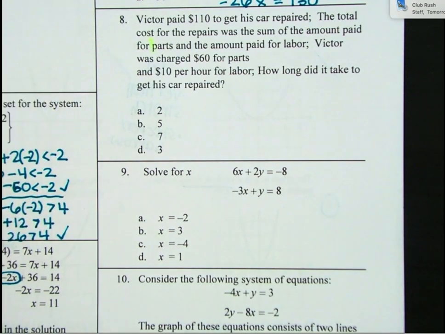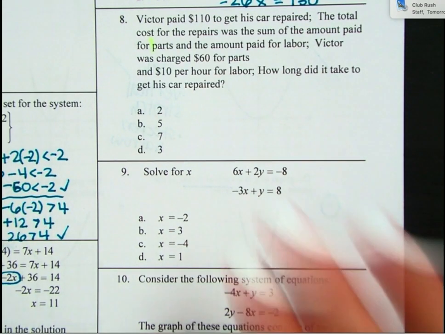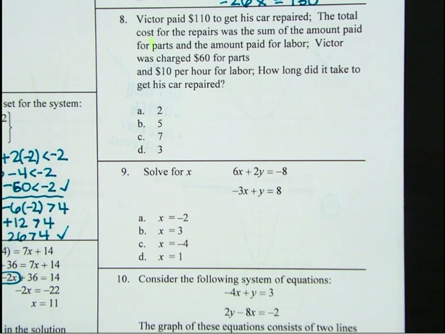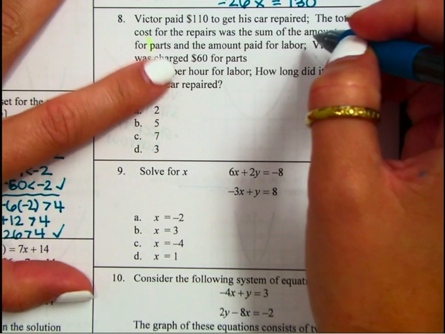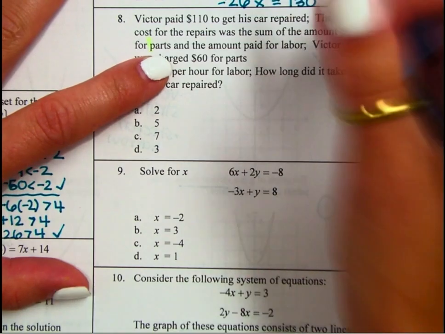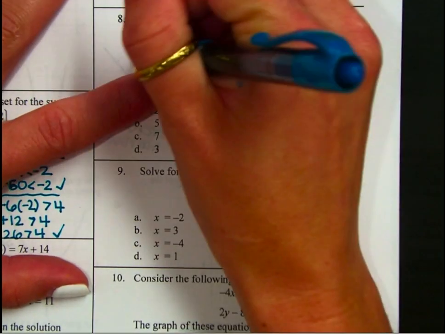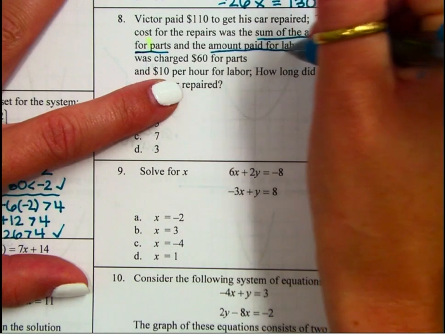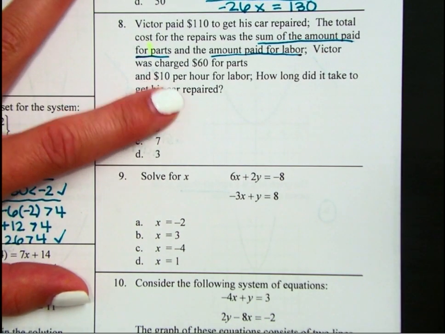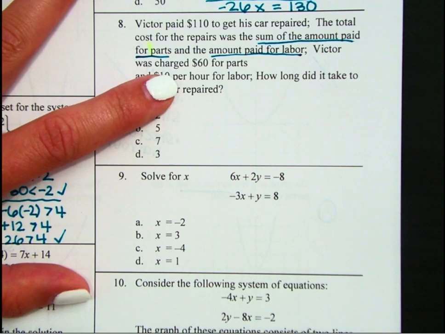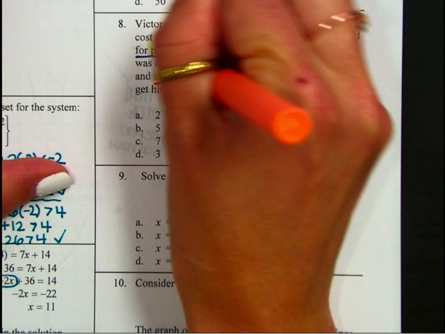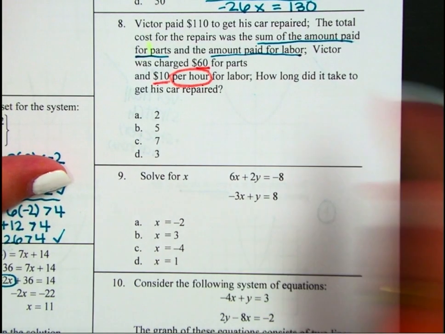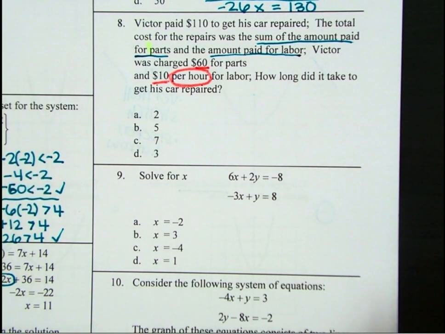All right, number 8. Victor paid $110 to get his car repaired. The total cost of repairs was the sum of the amount paid for parts. Okay, so the cost is going to be the sum for the amount paid for parts and the amount paid for labor. Okay, so we're going to be adding those costs together. Victor was charged $60 for parts and $10 per hour for labor. How long did it take to get his car repaired?